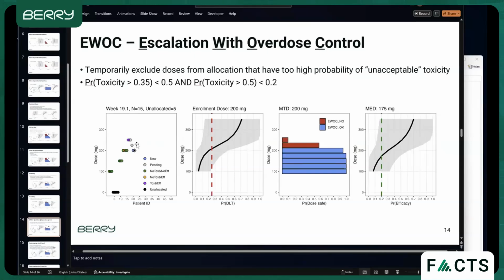This is something that you also usually don't do with the overdose control in things like BOIN or mTPI-2, because the overdose control that you have in these designs is usually absolute. So at some point you decide to exclude a certain dose from assignment, and then you never assign to this again, regardless of what you learn in the future. But what happens here is they're only temporarily excluded.